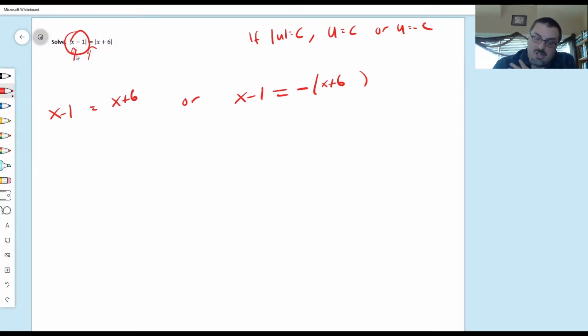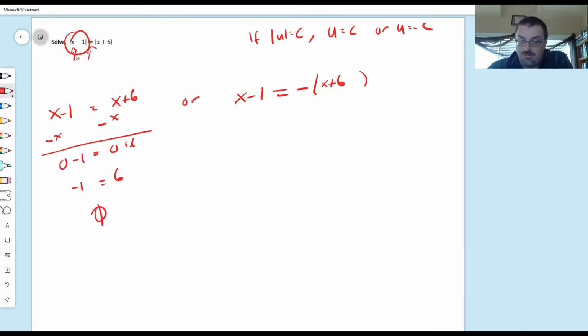So now all we do is just solve it. So we get minus x and minus x. And this one gets a little weird because we end up with 0 minus 1 equals 0 plus 6. So in this case, this particular version has no solution. So one case doesn't work. That's okay, it happens. You should not see it happening in any of your stuff. It's kind of a weird one, it's made up on the fly. But it does happen. More likely than not, you should get an answer for the left side and an answer for the right side. The right side, it actually does have an answer here.